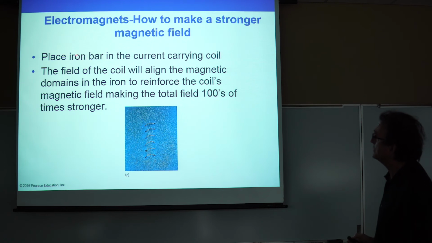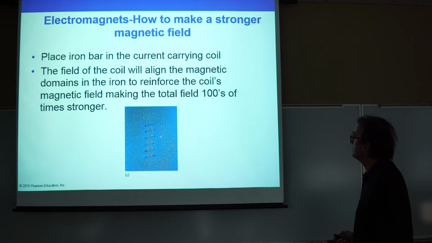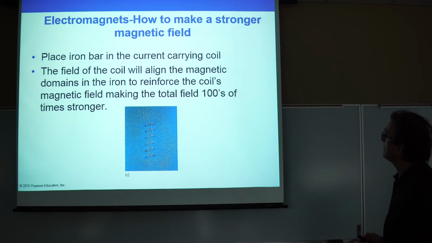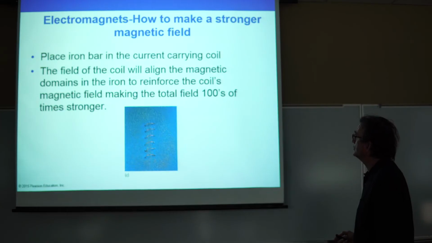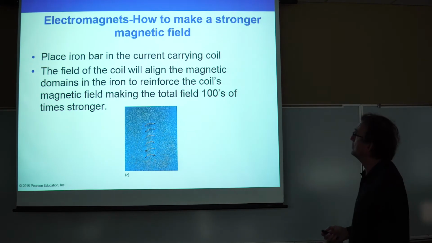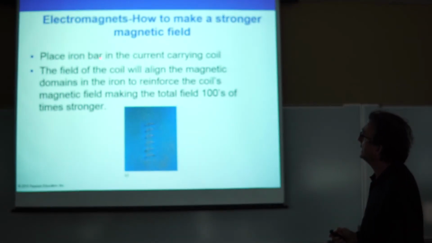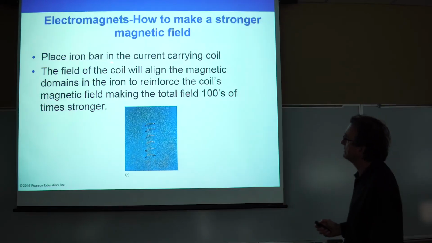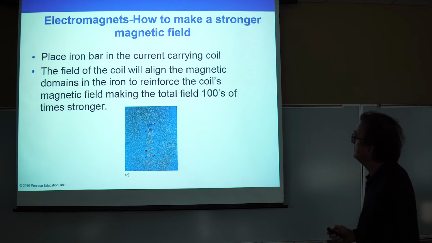So one of the ways we might want to create a very, very strong magnetic field is to place an iron bar in a current carrying coil. You can do this as an experiment at home with your kitchen supplies. You go to the hardware store and buy an iron nail, and get a nail that is composed mostly of iron, very commonly found in hardware stores.